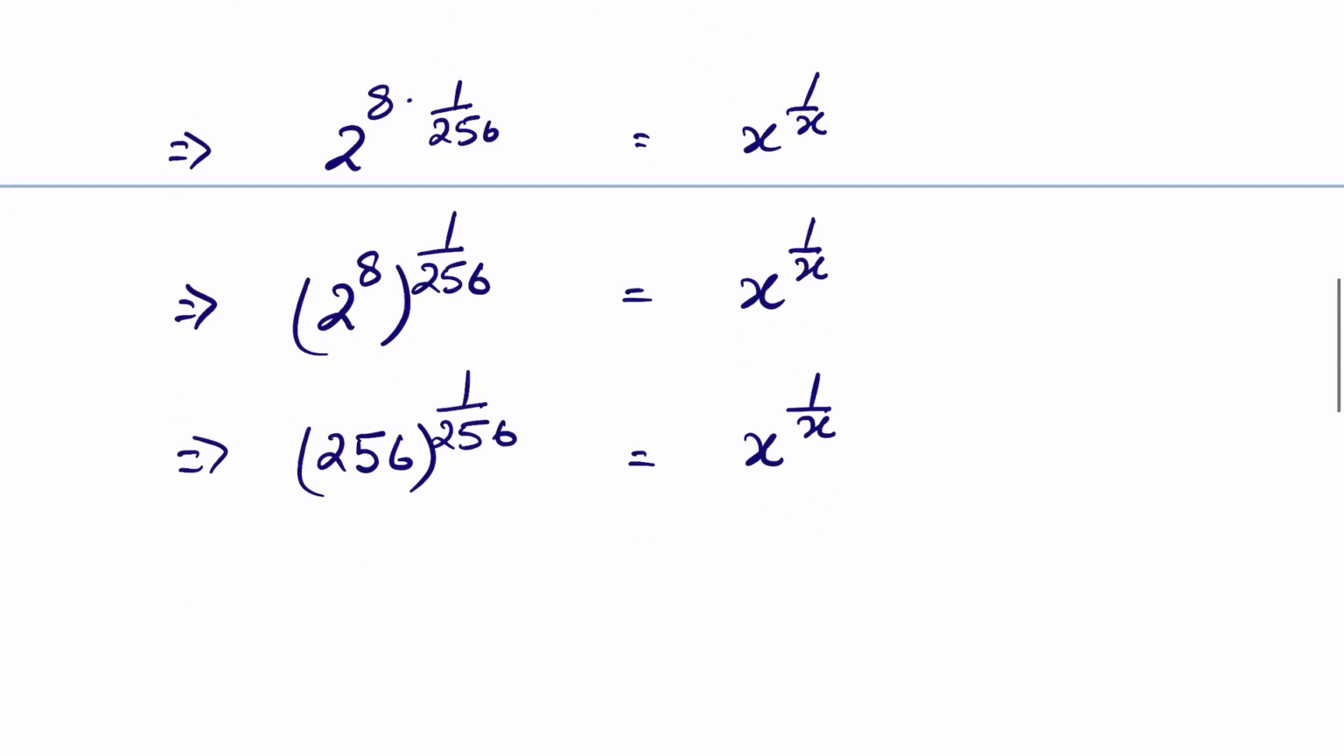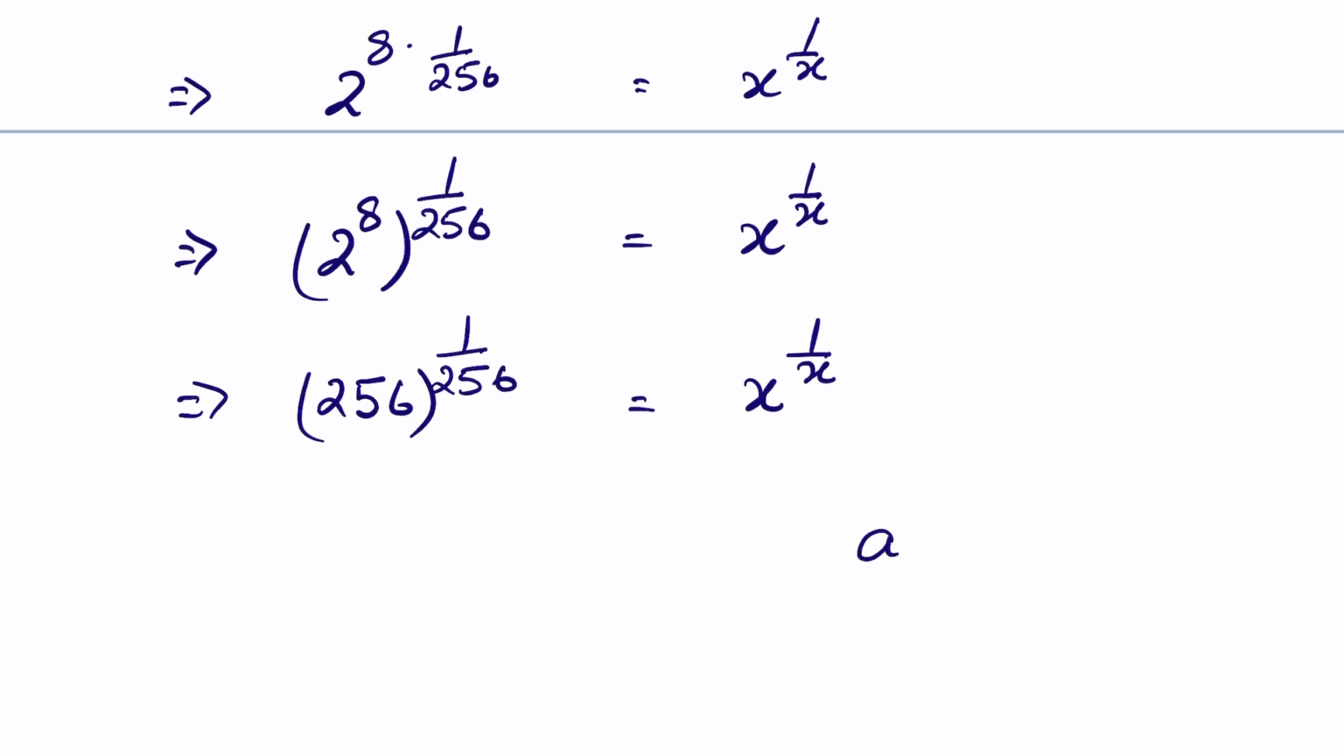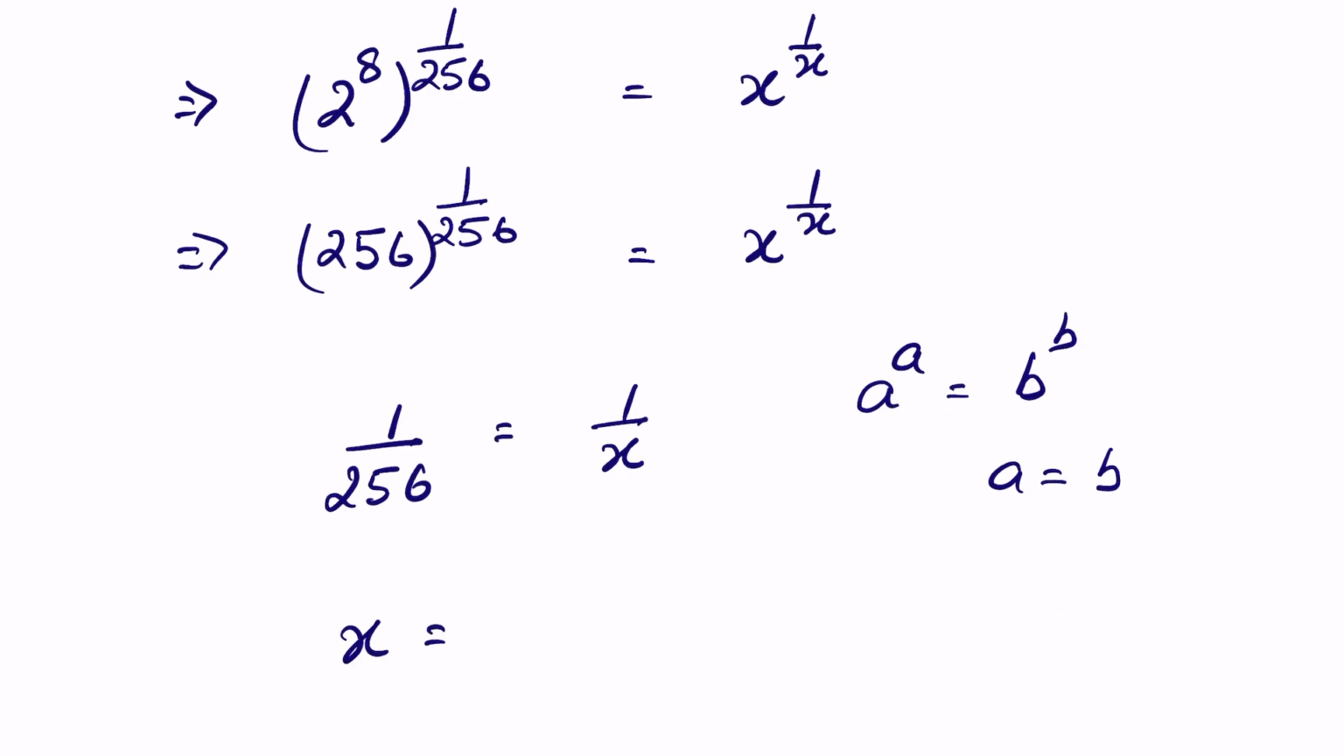Now this is the situation where a raised to the power of a is equal to b raised to the power of b. In this case, a is equal to b. That means 1 upon 256 is equal to 1 upon x, or we can say x is equal to 256.